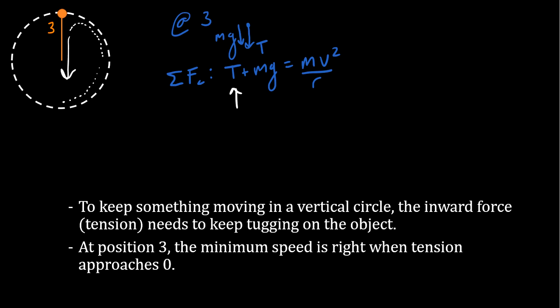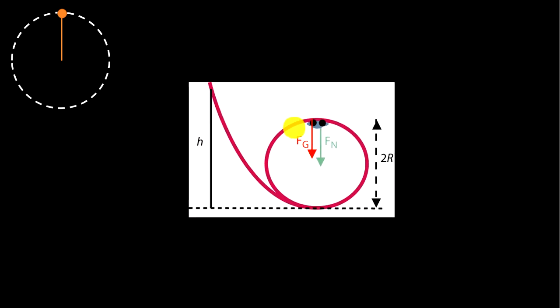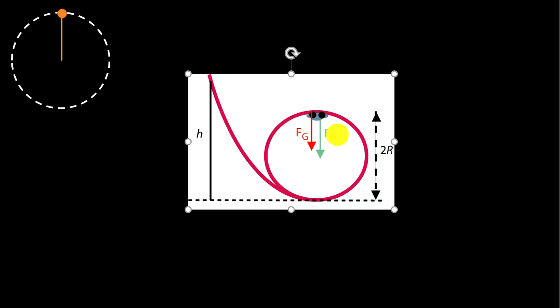Okay, there's only one slide left I want to show you. It's building off of this thing right here. I have here a roller coaster. So now instead of a ball moving in a circle, I have a roller coaster cart. But it's at position 3 again. Instead of it being like a ball at the end of a string, it's the normal force applying a force towards the center. And this is another example of how you need some bare minimum speed.